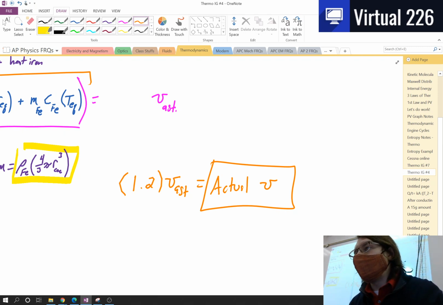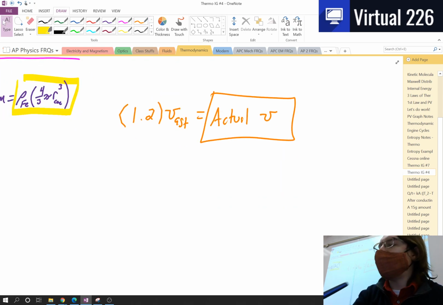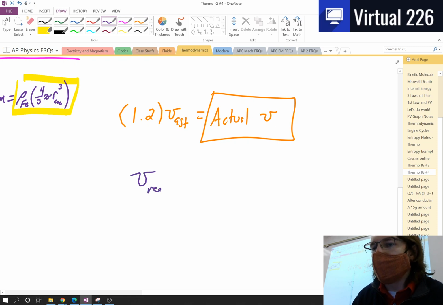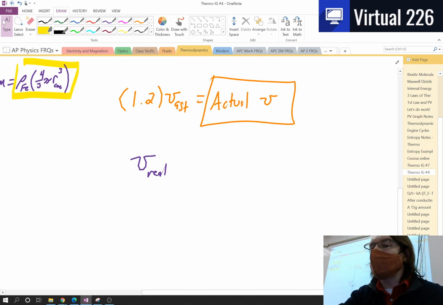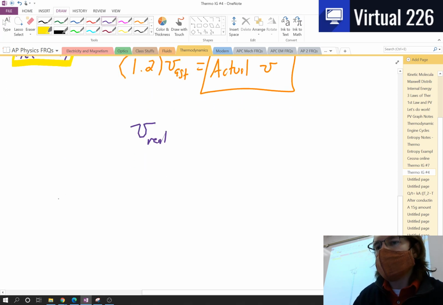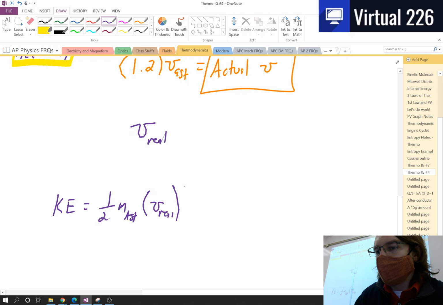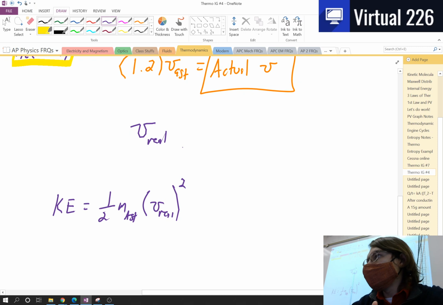Now the question becomes, if this is the actual velocity we need, let's give this a value. Let's call this V real, okay? This corresponds to some amount of kinetic energy, which means that the kinetic energy would be 1/2 the mass of the asteroid multiplied by V real squared.